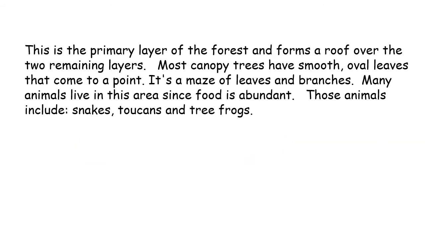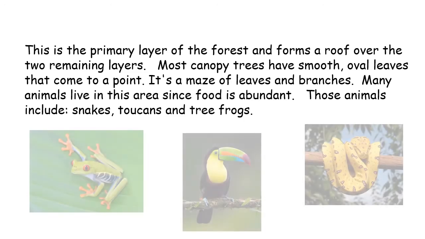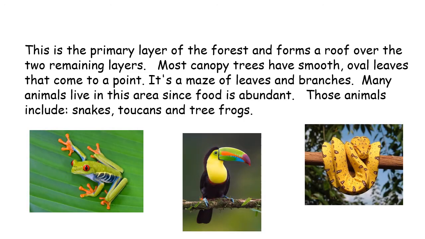This is the primary layer of the forest and forms a roof over the other remaining layers. Most canopy trees have smooth oval leaves that come to a point. It's a maze of leaves and branches. Many animals live in this area since food is abundant. Abundant means lots of. So those animals include snakes, toucans and tree frogs.